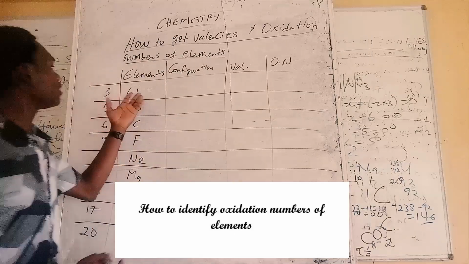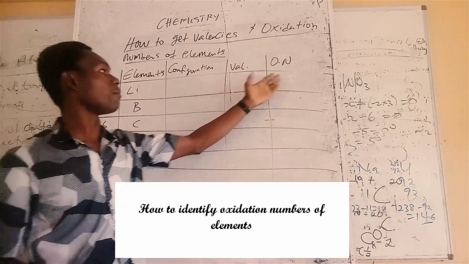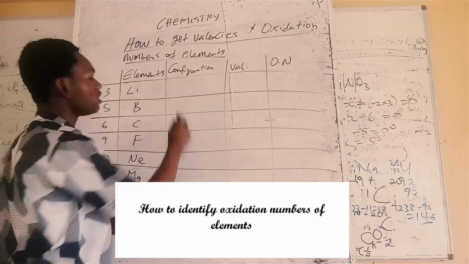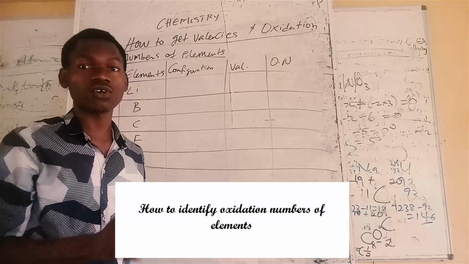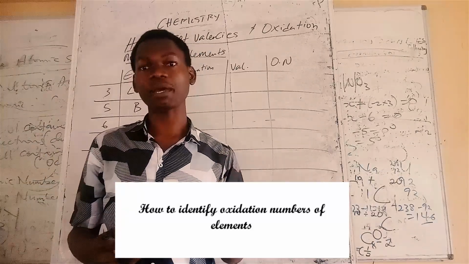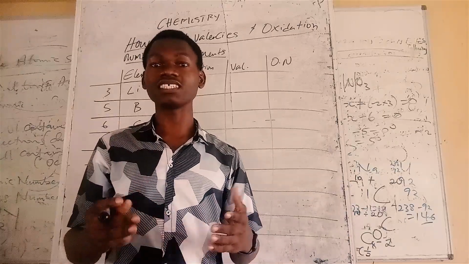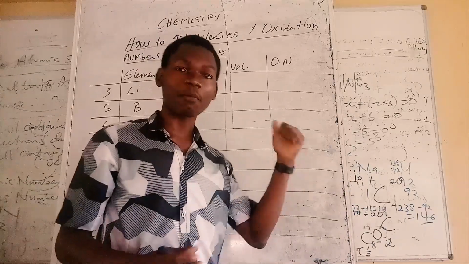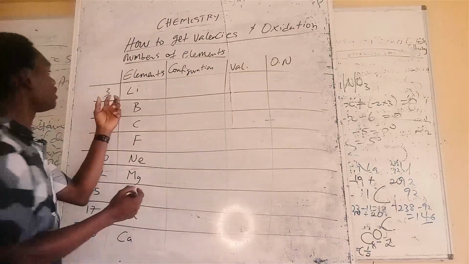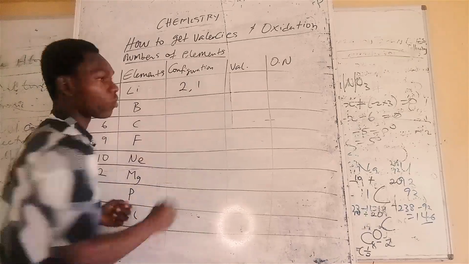Now, on the board here, I have lithium. How can I get the valency of lithium and the oxidation number? I simply write the electronic configuration of lithium. If you don't know how to write electronic configuration, check my previous videos. You will see the step-by-step way of writing electronic configuration. Now back to this. The electronic configuration of lithium is what? Since the atomic number is 3, lithium is 2, 1.